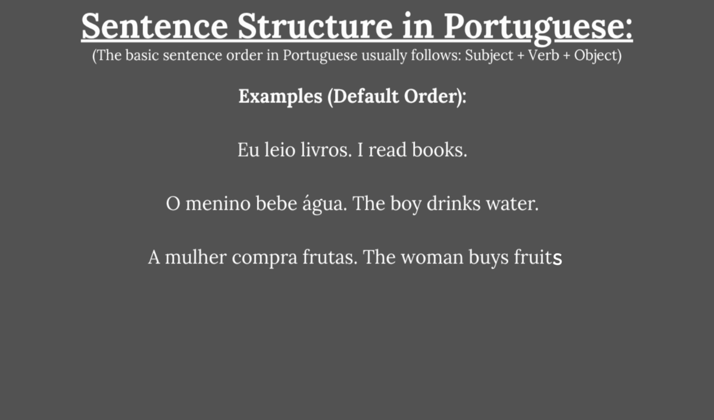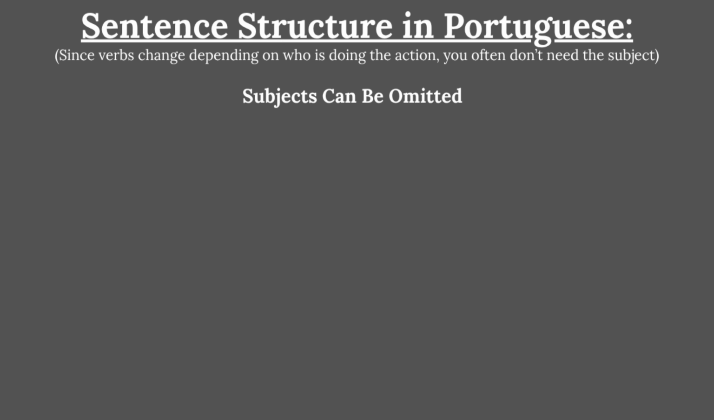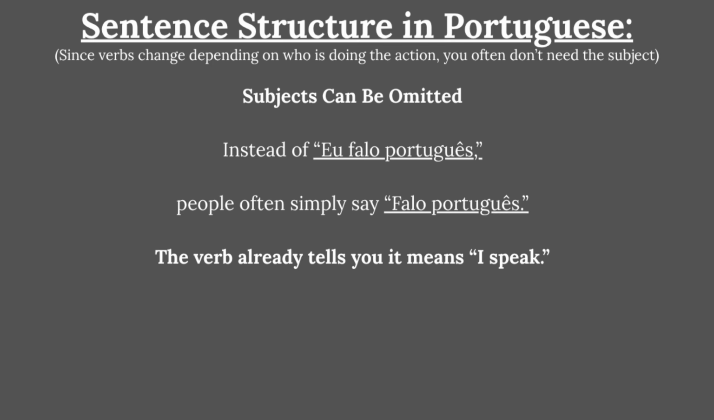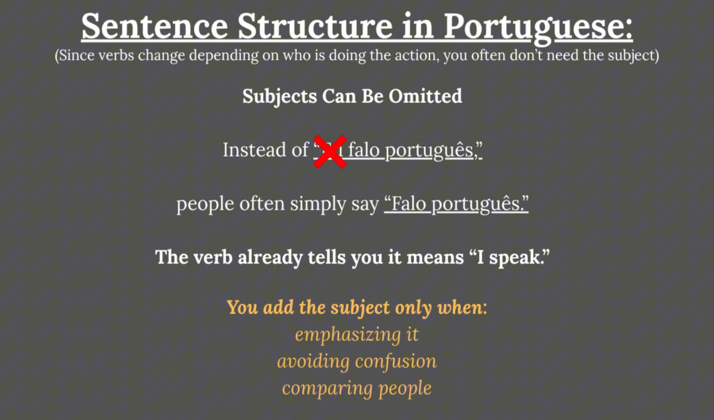Still, Portuguese has a more flexible word order because verbs are sufficient in showing who's doing the action, like saying Eu falo português, falo português. The verb already says I speak, so we can drop the subject pronoun because the phrases both mean I speak Portuguese. We only add the subject when emphasizing it, avoiding confusion, and comparing people. For now, do not worry about verb conjugation because this concept will be shown in a different video.